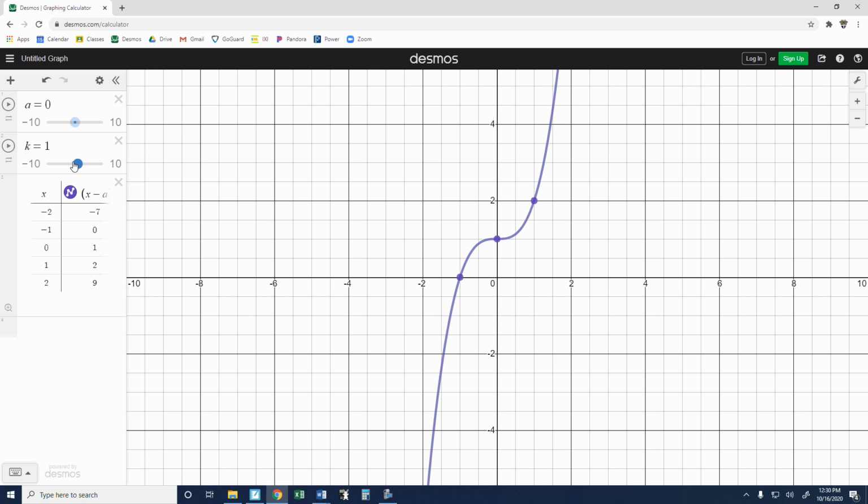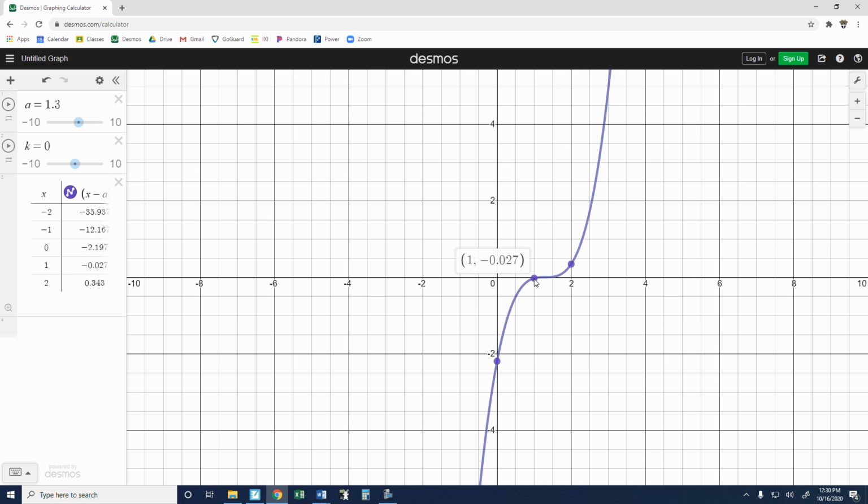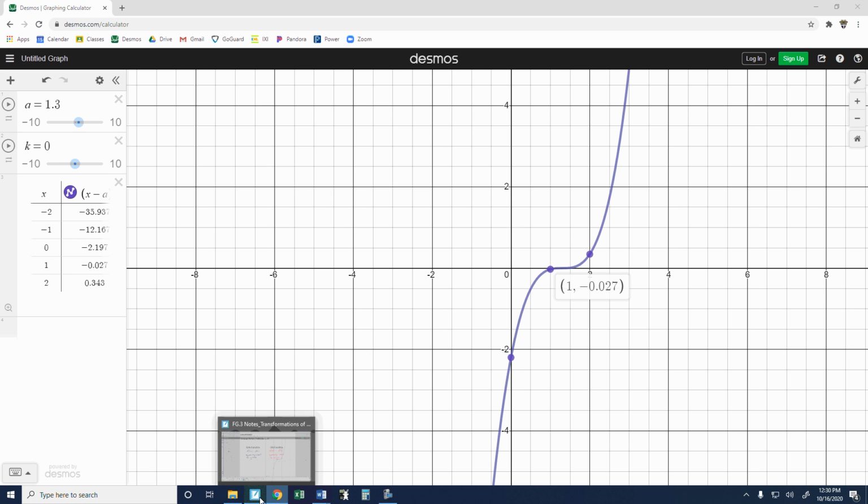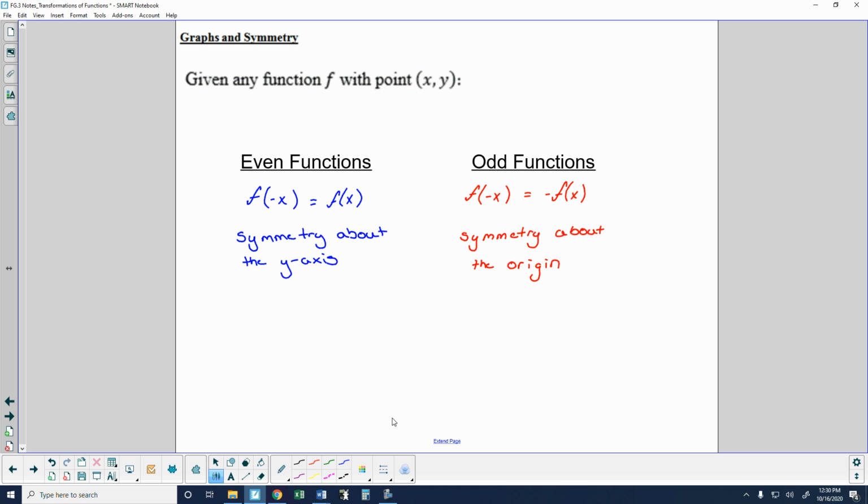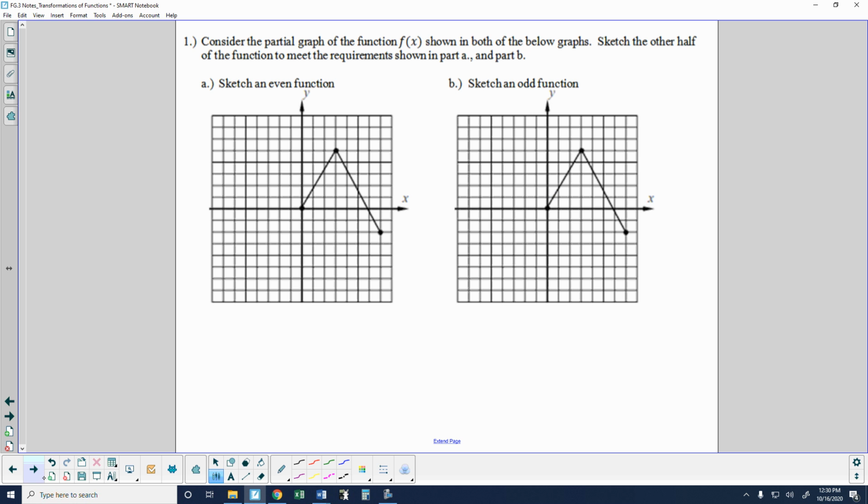If I slide this left to right, I'm going to see that occur as well, that it's no longer going to be an odd function. So if I slide it left to right, when we look at the table here, when x is positive 1, y is negative 0.027, and when x is negative 1, y is negative 12.167. So the y's are not opposites. When the x's are opposites, this is not an odd function. So we can look at functions graphically, and we can look at them algebraically to determine if they're even or odd. So let's take a look at problem number 1.